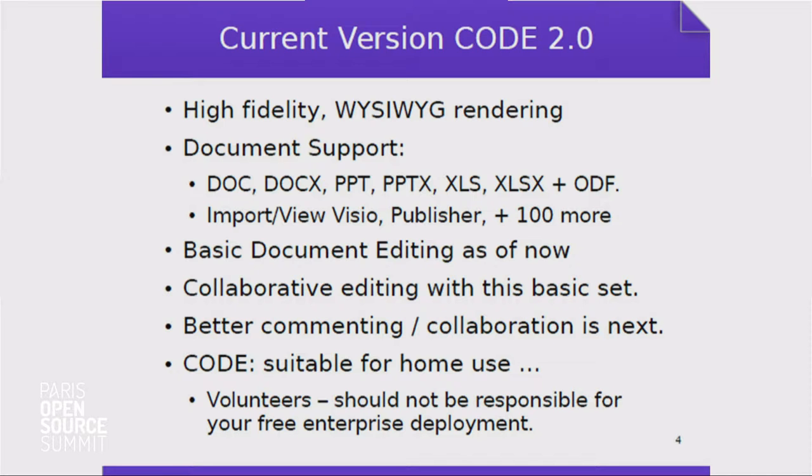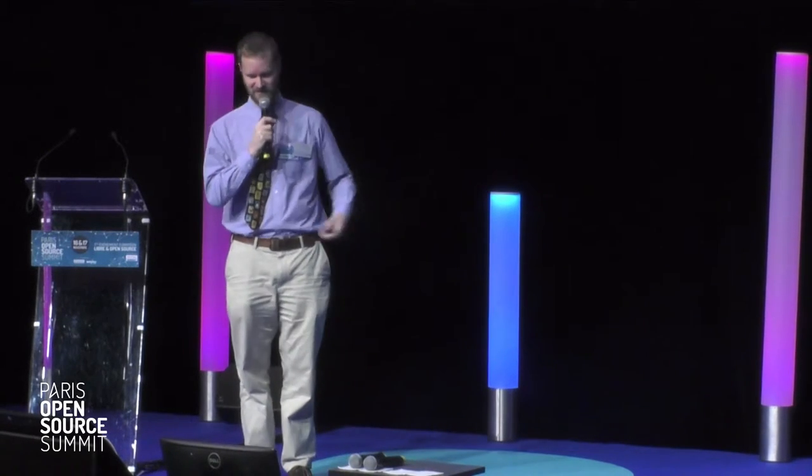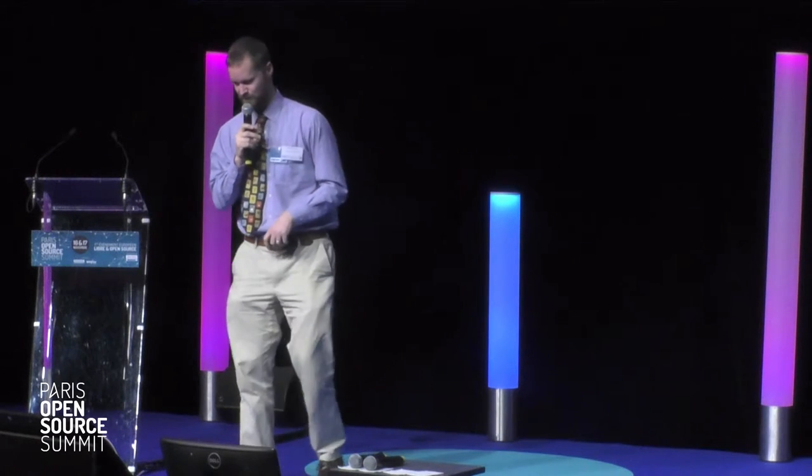And code is the Collabora Online Development Edition, or the LibreOffice Online. It's suitable for home use, meaning that we don't think volunteers should be made to feel responsible for your giant enterprise. If you have a mission-critical system, you need to get some support from someone else and not give stress and aggravation to volunteers who are trying to have fun whilst advancing the state of the art.